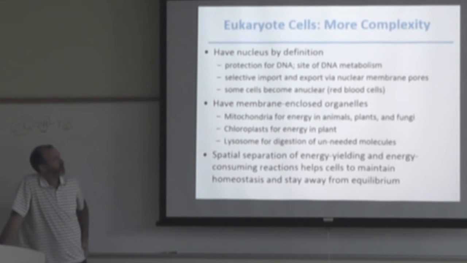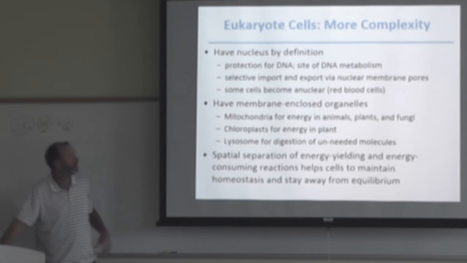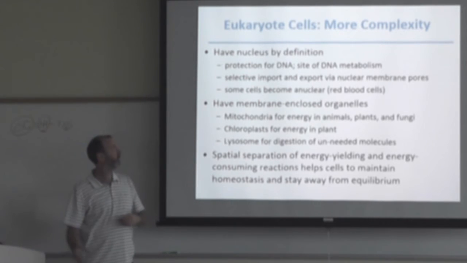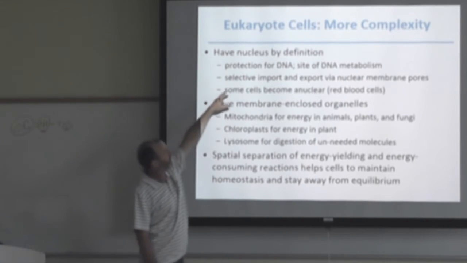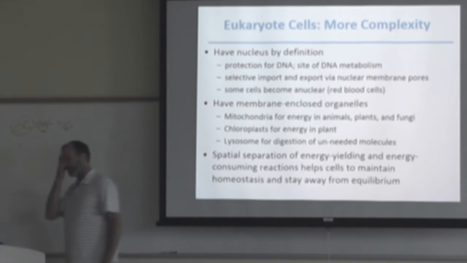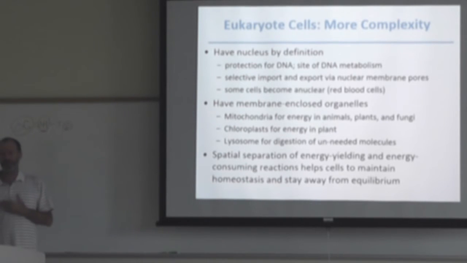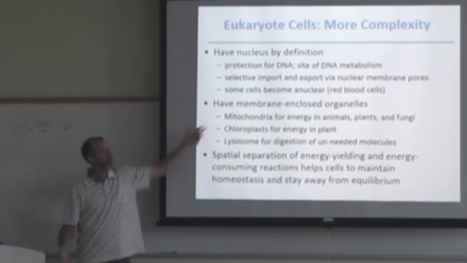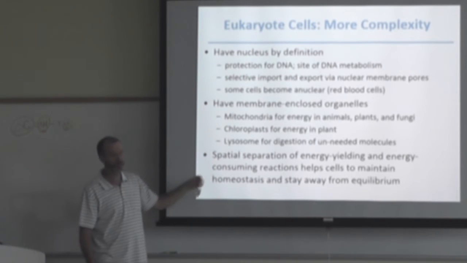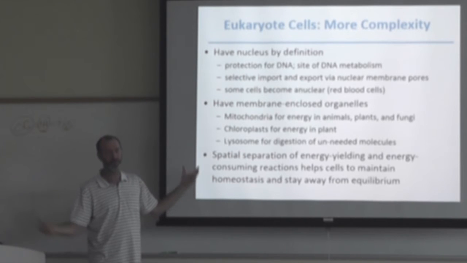So eukaryotic cells are more complex. They have a nucleus by definition, and if you guys remember, that nucleus is separated from the cytoplasm via the nuclear membrane, right? It does this to protect the DNA, and it's a site for DNA metabolism itself. And you have selective import and export via the nuclear membrane pores. Some cells are anuclear, like our red blood cells, so they're not used to produce more red blood cells. Red blood cells are just used to what? Deliver oxygen around the body.